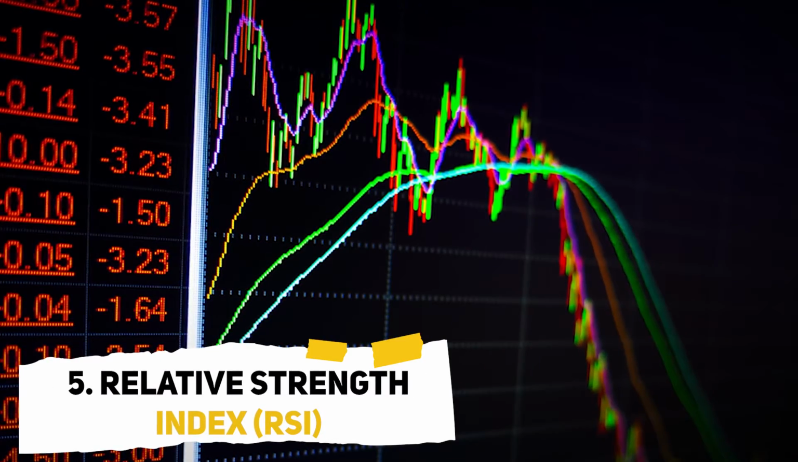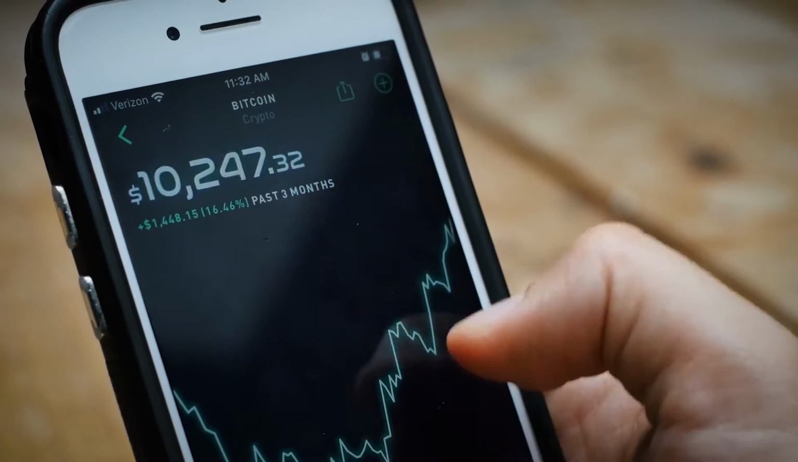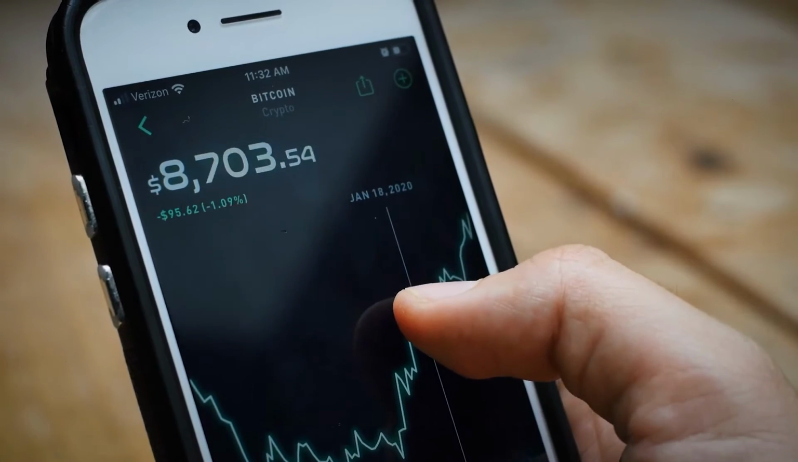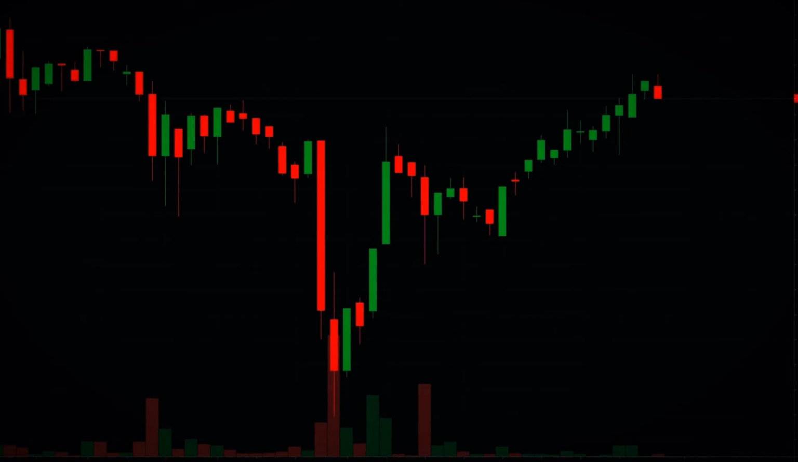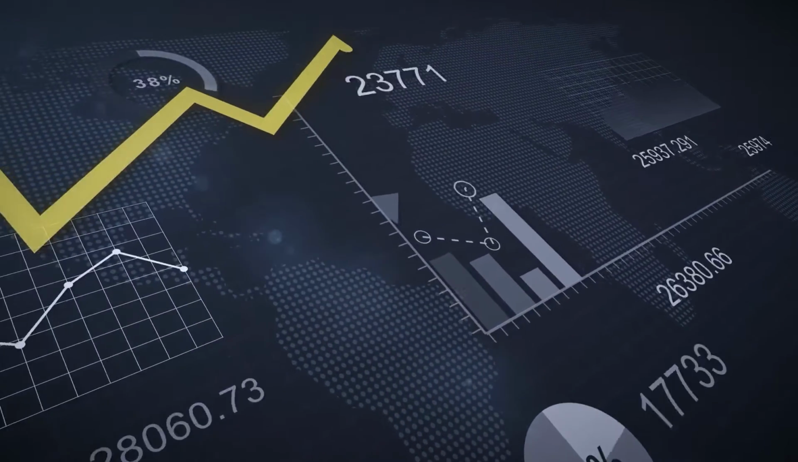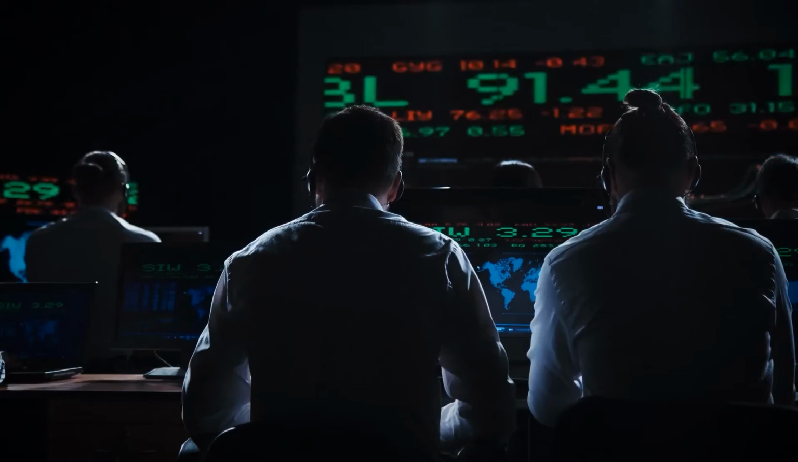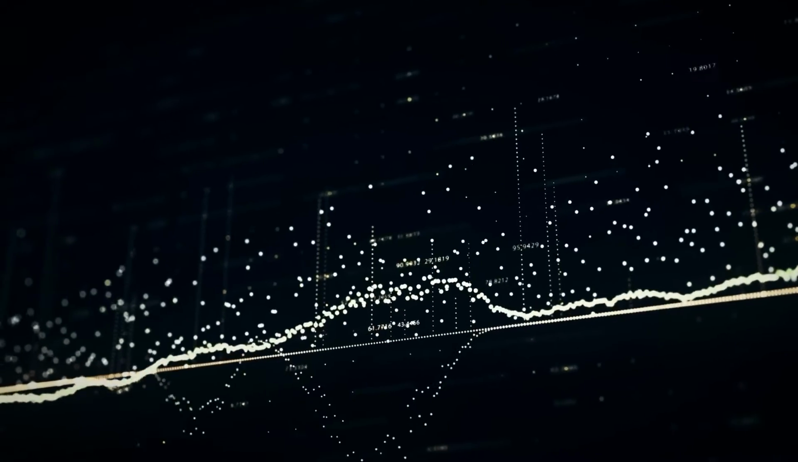Relative Strength Index, RSI. A super useful indicator to learn about is the Relative Strength Index, or the RSI for short. The Relative Strength Index is a momentum indicator that allows you to measure the magnitude of recent price changes to assess whether a stock or asset is overbought or oversold.